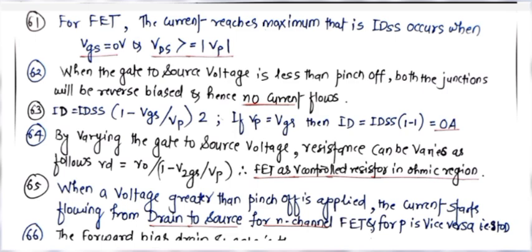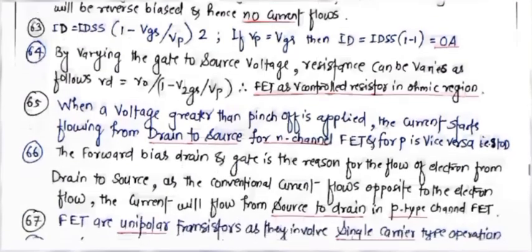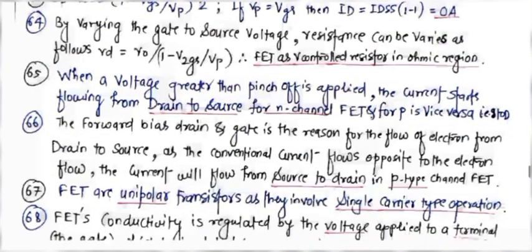By varying the gate to source voltage, resistance can be varied as follows: RD is equal to R0 upon 1 minus VGS upon VP. Therefore, FET acts as a voltage controlled resistor in the ohmic region. When a voltage greater than pinch-off is applied, the current starts flowing from drain to source for N channel FET, and for P channel FET vice versa, that is source to drain.